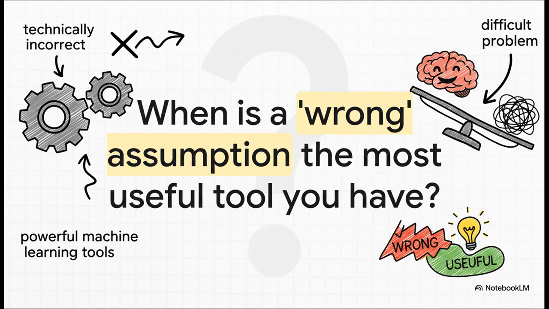And that kind of leaves us with a fascinating final thought, doesn't it? We know the assumption of independence is often technically wrong, but it's the very thing that makes these powerful machine learning tools actually work in the real world. So it really makes you ask the question, when is being wrong the most useful and pragmatic choice you can possibly make?